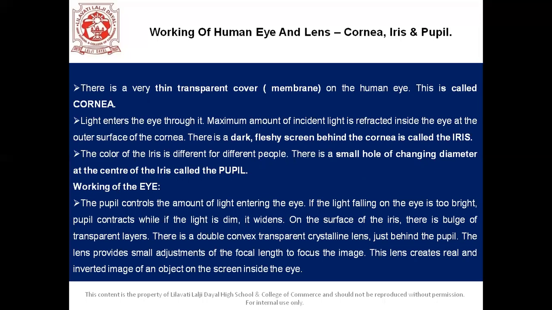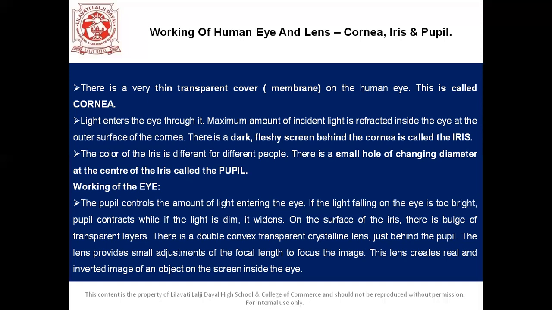So students, there is a dark fleshy screen behind the cornea, and that is called the iris. The color of the iris is different for different people. There is a small hole of changing diameter at the center of the iris, which is called the pupil. So what is the working of the eye?